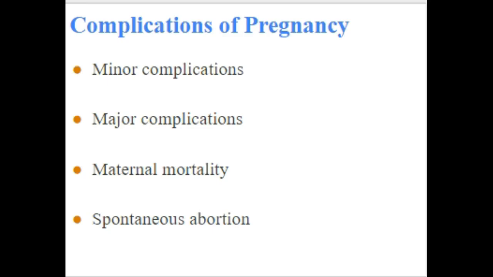And the last is spontaneous abortion. This is when the body aborts the baby due to chromosomal abnormalities. And typically this will occur before 12 weeks.